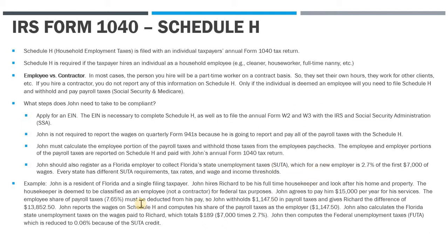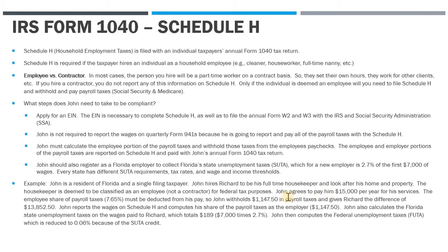Okay, so let's look at our example here for John. John, he's living and working in Florida. He has a house there, and he's a single filing taxpayer. John's going to hire Richard to be his full-time housekeeper and look after the home, property, basically also kind of work as a groundskeeper, so he's doing a lot of tasks. Under this relationship, we are going to treat Richard as an employee, right? So he's not working for anybody else. John has greater control over his schedule, sets his hours, puts together his daily tasks, that kind of stuff, right? So we're going to treat Richard as an employee.